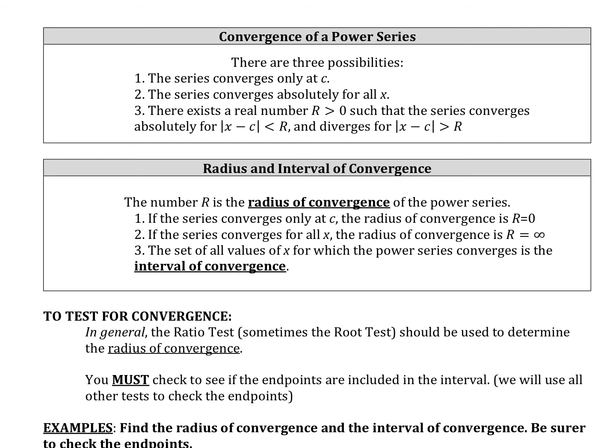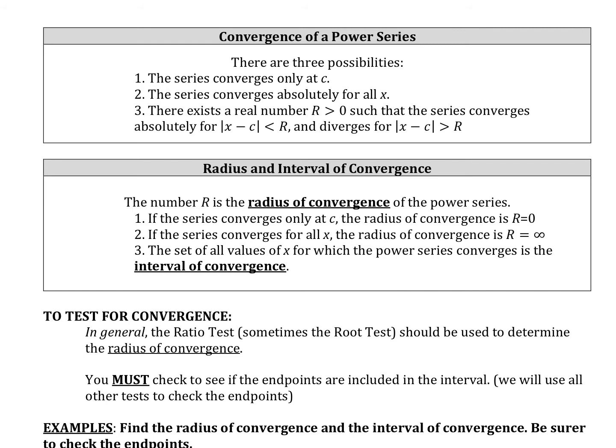Now, here's what we're going to do to test for convergence. Typically, when we test for convergence on a power series, the ratio test is usually the best. Sometimes the root test works really well, but basically the ratio test is the one we're going to go to. It's going to be our go-to. And we're going to use the ratio test to find the radius of convergence. What we're going to get is an expression, not a numerical value, that we can use to determine this radius of convergence.